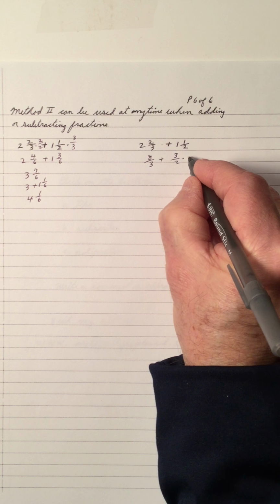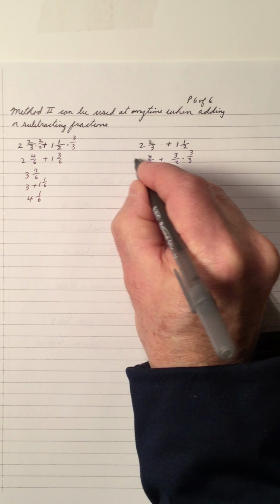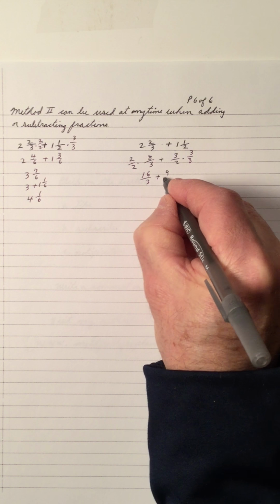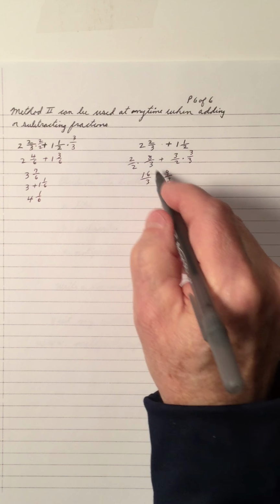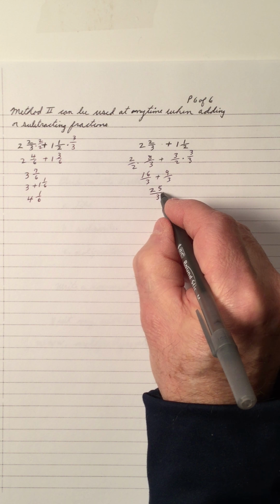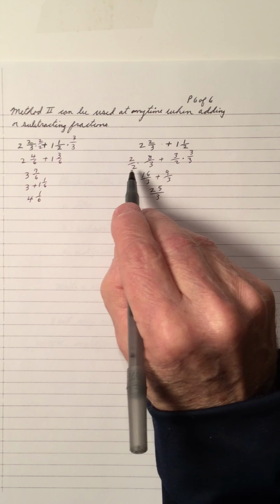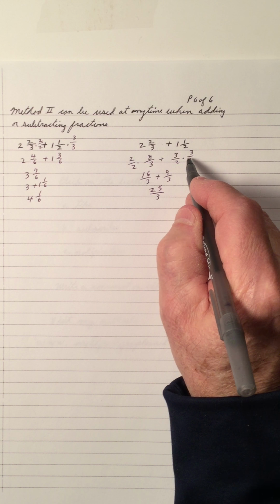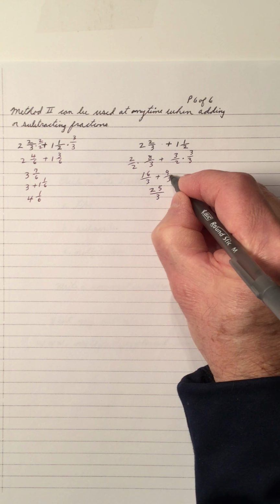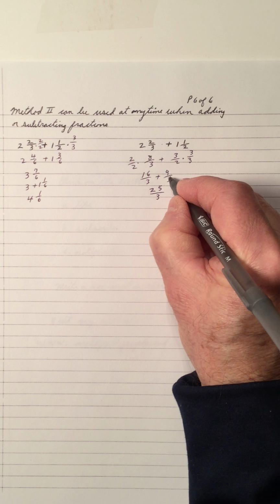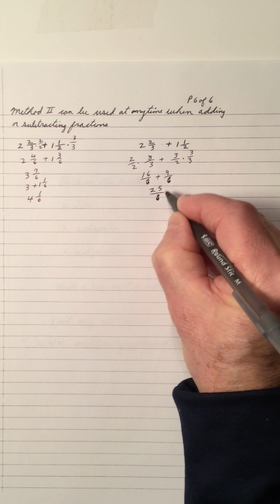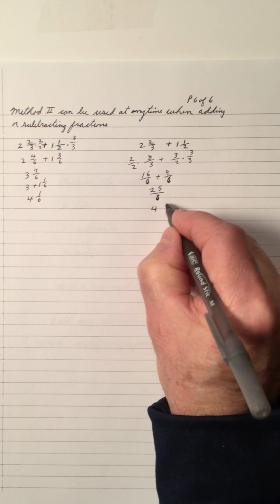Common denominator is 6, so you multiply by 3. And you multiply by 2. That gives you 16 over 6 plus 9 over 6. Oh, that's my mistake. That's a 6, and that's a 6. And that gives you 25 over the common denominator of 6. 6 goes into 25 4 times, 1 left over.